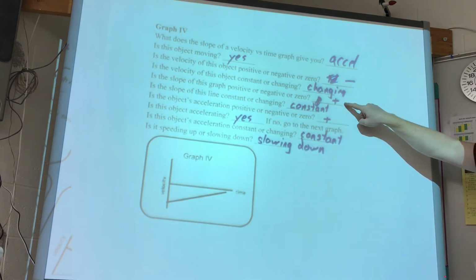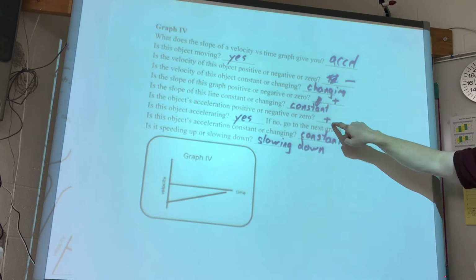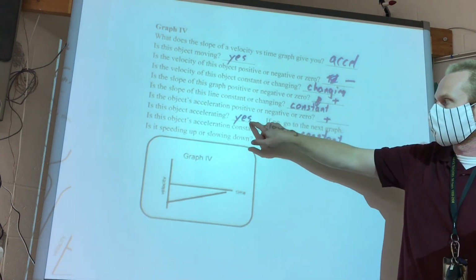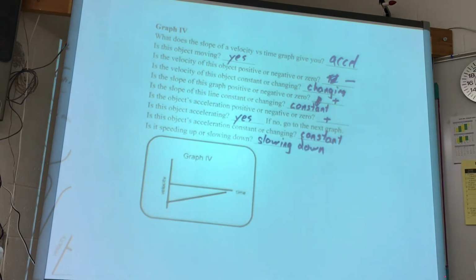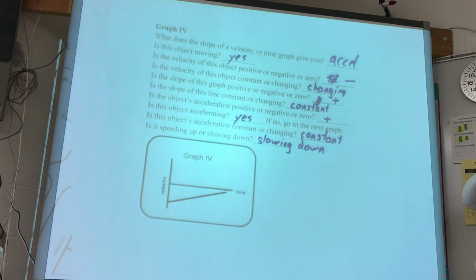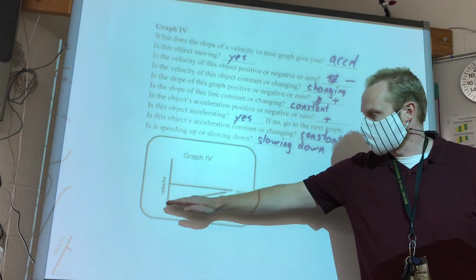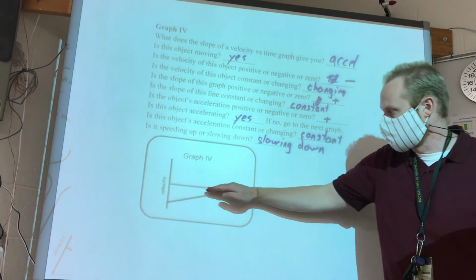Or if we say my slope is not 0, or we say my acceleration is not 0, because it's some positive number, then we can say, yes, this object is accelerating. A straight line just simply means constant acceleration, which means we can do algebra, but this object is slowing down because it's getting closer and closer to the 0 mark itself.